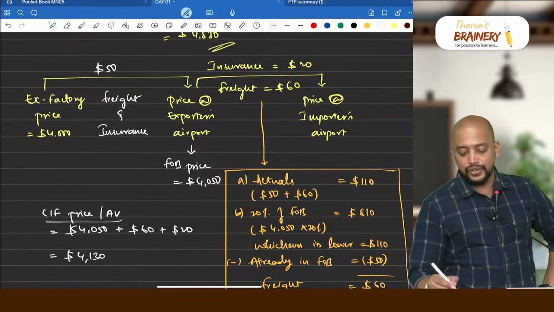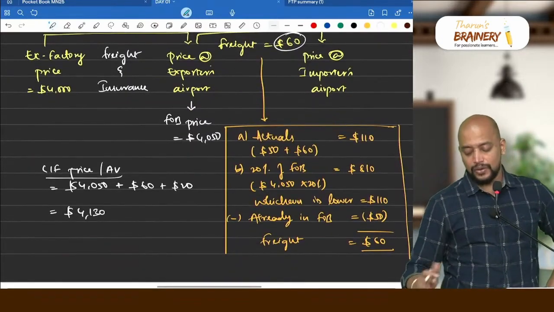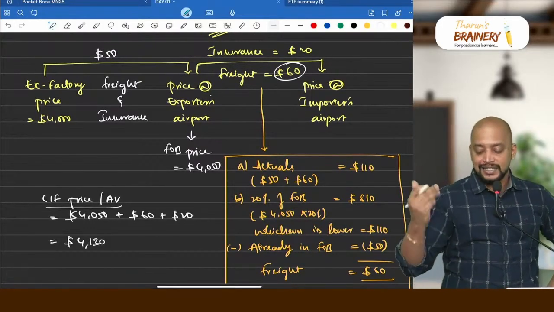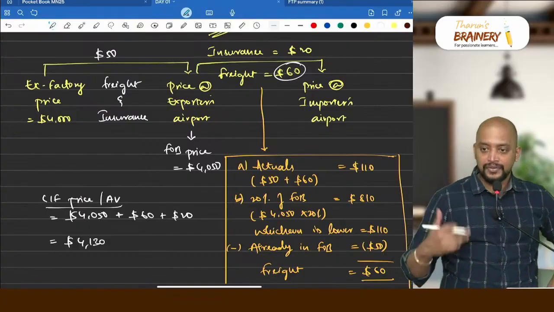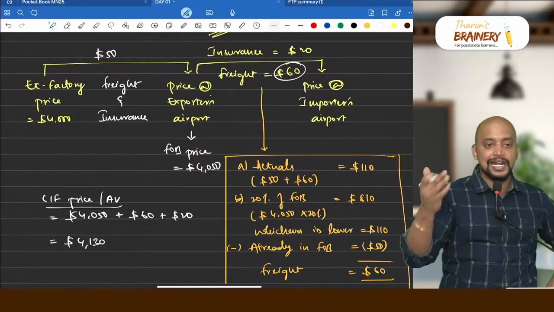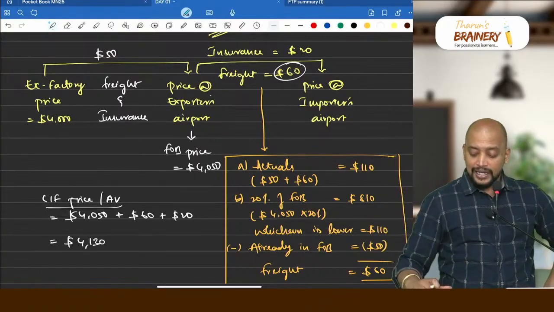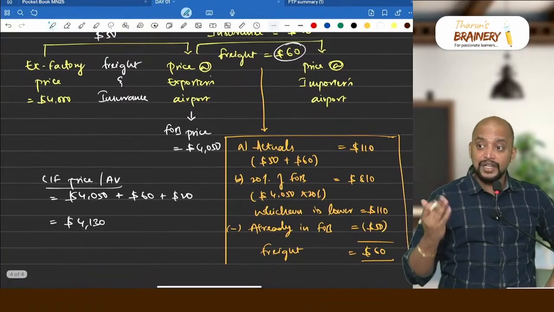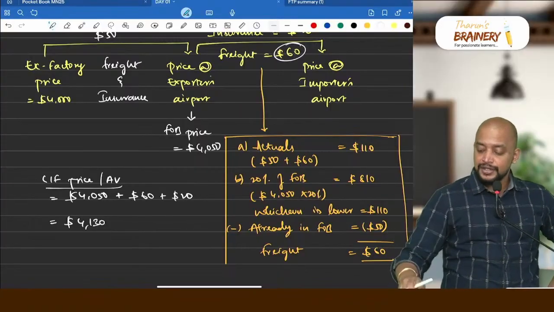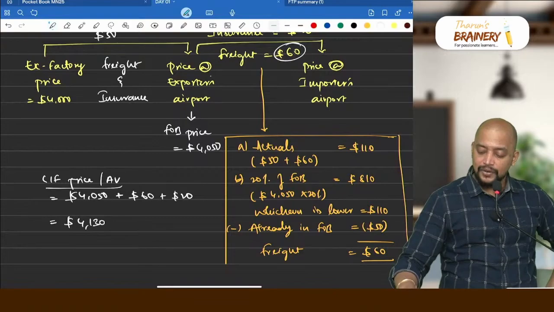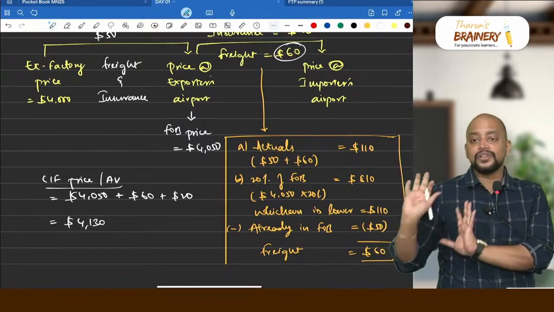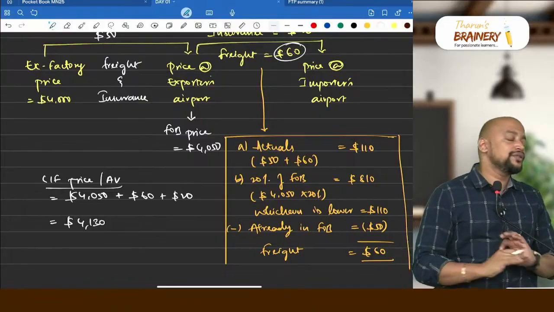Sir, then will the actual always be taken like this? No, it will change. Suppose the actuals instead of 60 is somewhere like 850? If the actuals is 850, then 850 plus 50 is 900. 900 or 810, whichever is lower, will be 810. 810 minus already in FOB 50, so 810 minus 50 comes to 760. So 760 will be taken as the freight. The method doesn't change. The format doesn't change. You need to stick to the format.